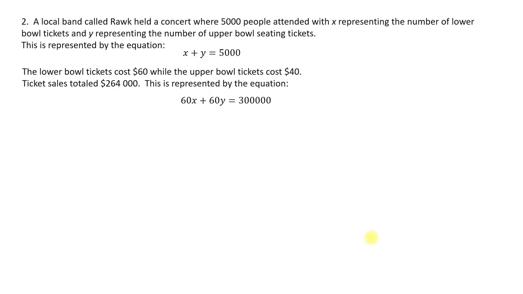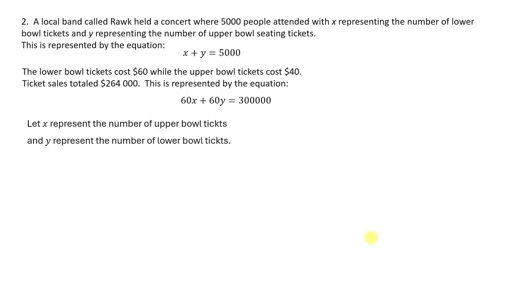So we're a bit fortunate in this question in that we're actually given the equations. x plus y equals 5,000. 60x plus 60y equals 300,000. So x represents the upper bowl tickets, and y represents the number of lower bowl tickets. x plus y equals 5,000. 60x plus 40y equals 264,000.